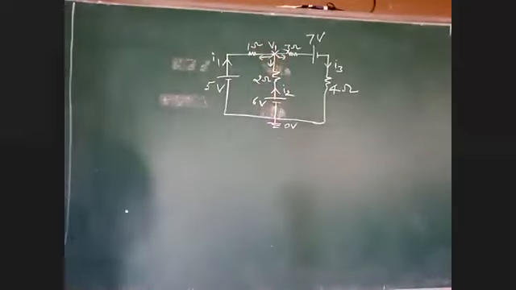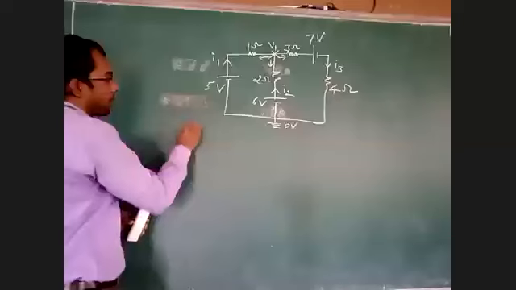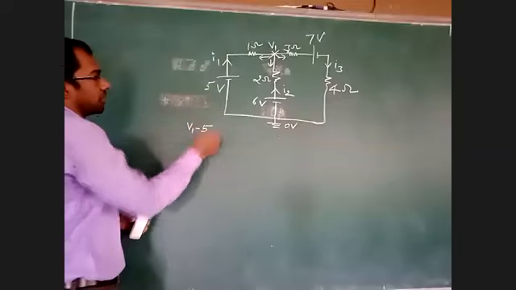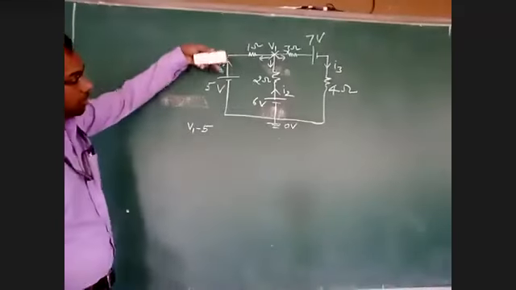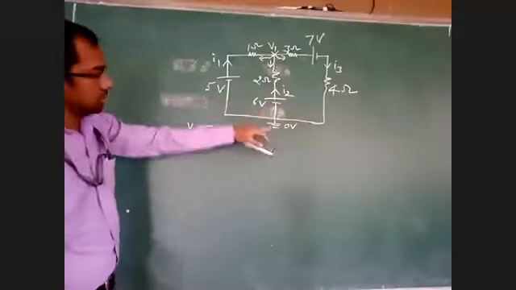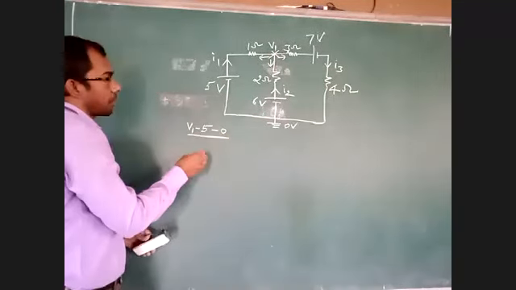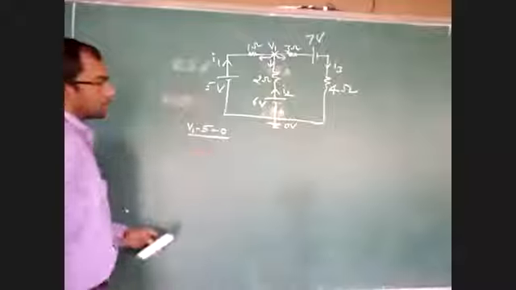This is the assumption. Now I'll write the nodal equation: V1 minus 5. Why minus 5? Because the arrow is moving from plus to minus. Minus 0. What is the resistance? Voltage over 1 ohm in the numerator; in the denominator you have to write all the resistances.